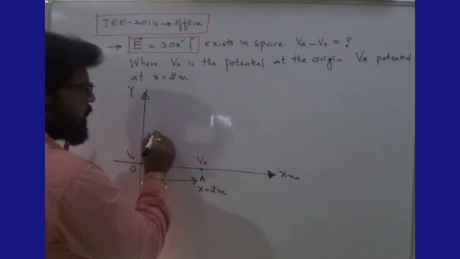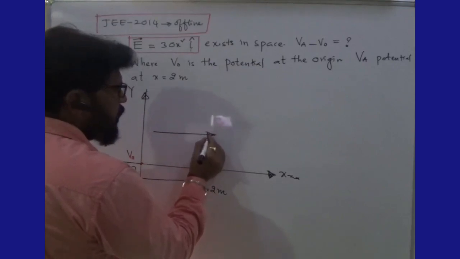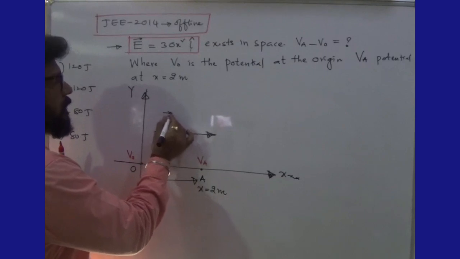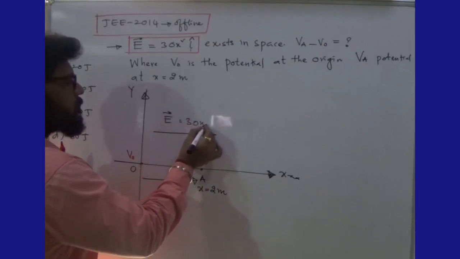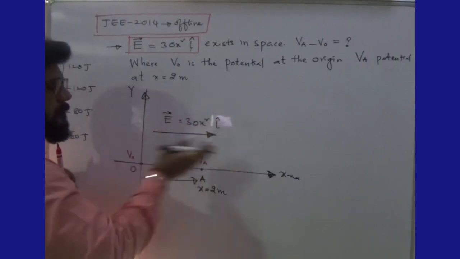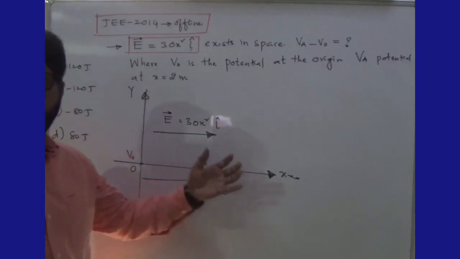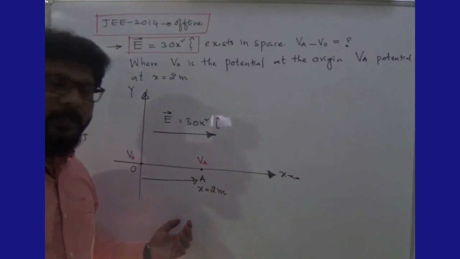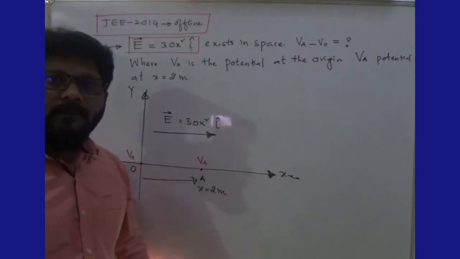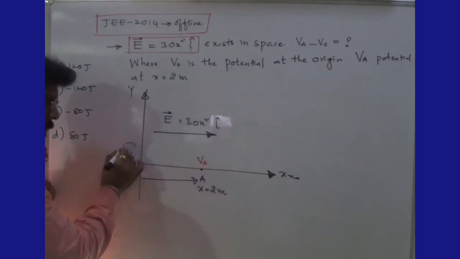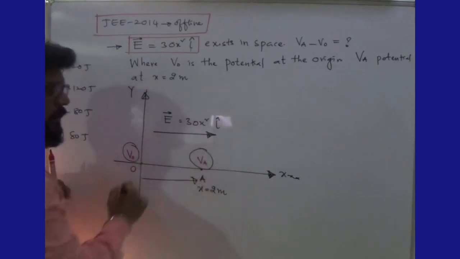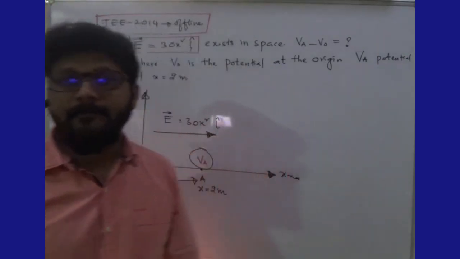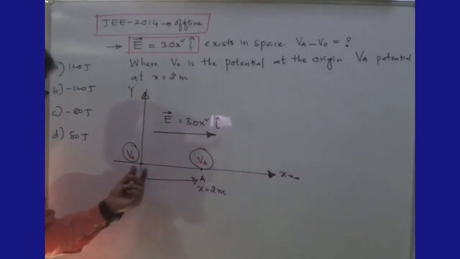Now the electric field is along the x direction. Electric field is given as 30 x square i cap. Which direction? 30 x square i cap. Okay. Now can anybody tell, V naught and VA, which is greater? Which is greater, V naught or VA?